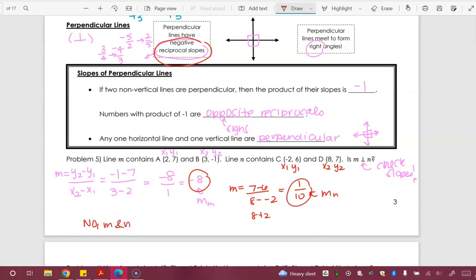M and N are not perpendicular. They do not have opposite reciprocal slopes.